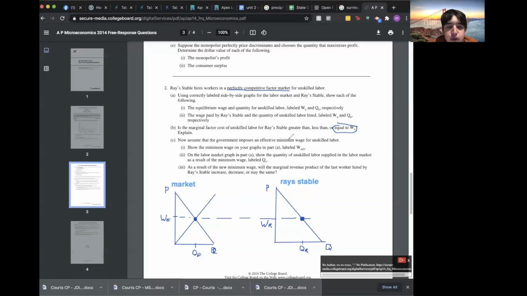Now assume that the government imposes an effective minimum wage for unskilled labor. So the fact that it is effective means that it has to change the status quo. As we know, the status quo is at this equilibrium point. So if we want to change that, we have to be above the equilibrium point. And if we want to depict that in our graph, we're going to make another line appear. And that will be labeled W-min, as it tells us to label in part 1. W-min.